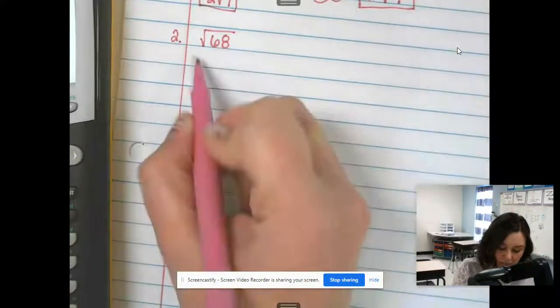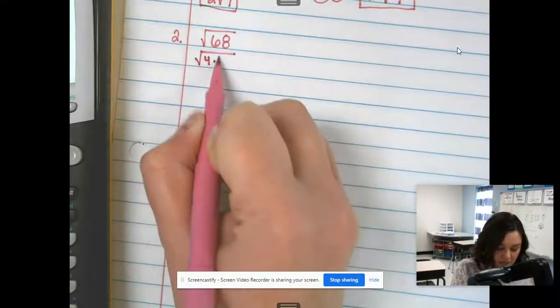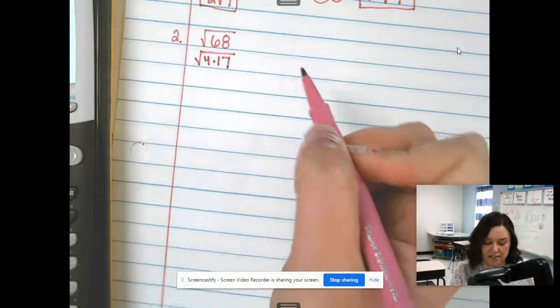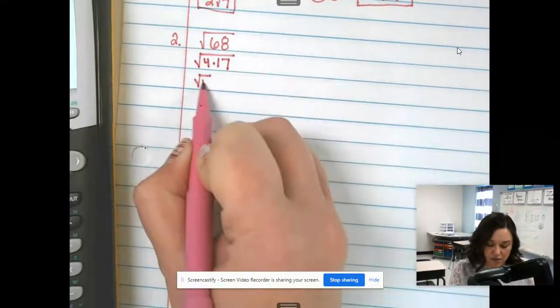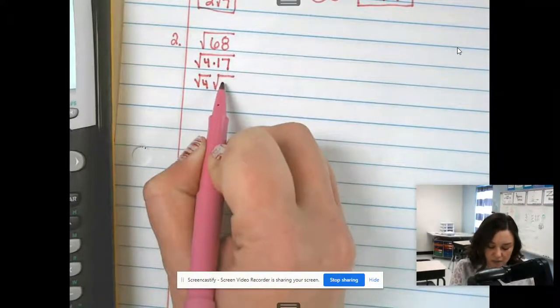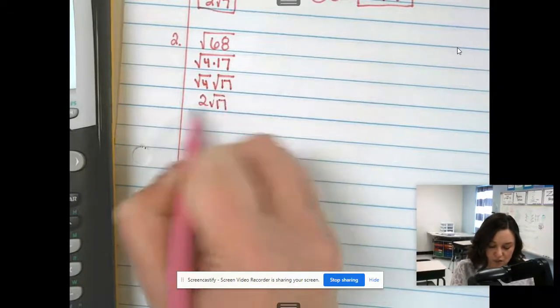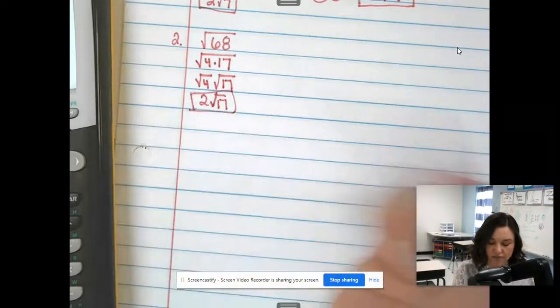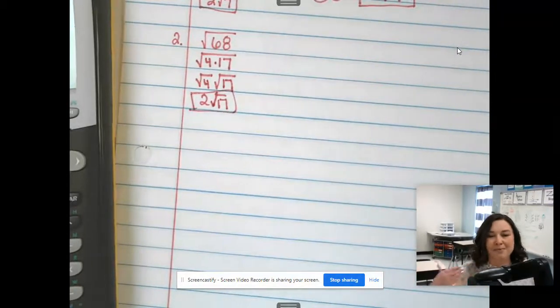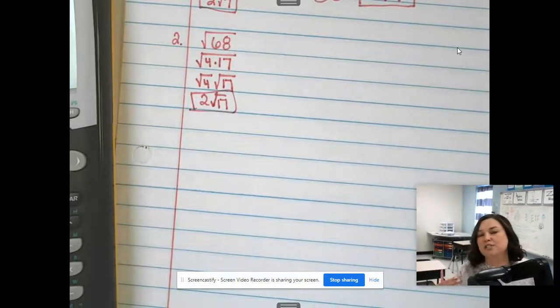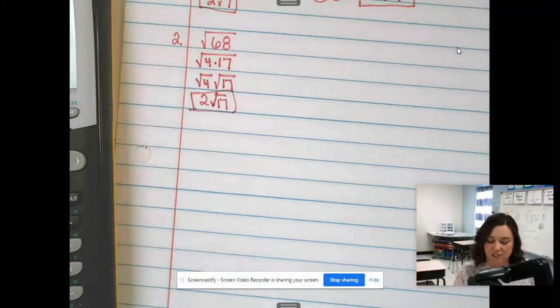So, okay, square root of 4 times 17, because 4 times 17 is 68. So that's the square root of 4, and the square root of 17. So the square root of 4 is 2. You can stick with this method. You do not have to do both methods. I'm continuing to do both methods for all students. That way, if you like one better than the other, you can see your method.